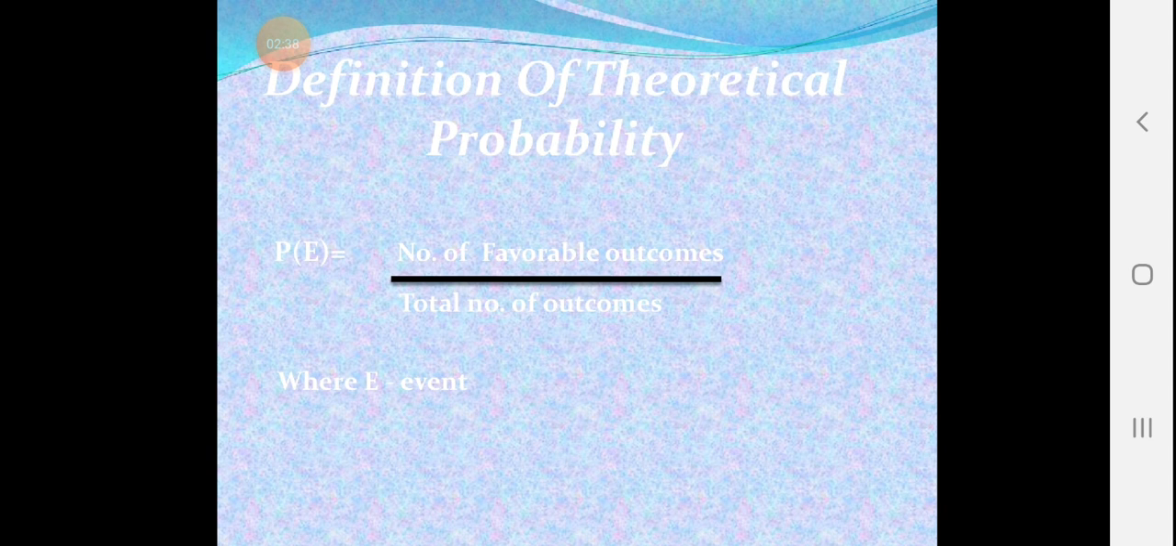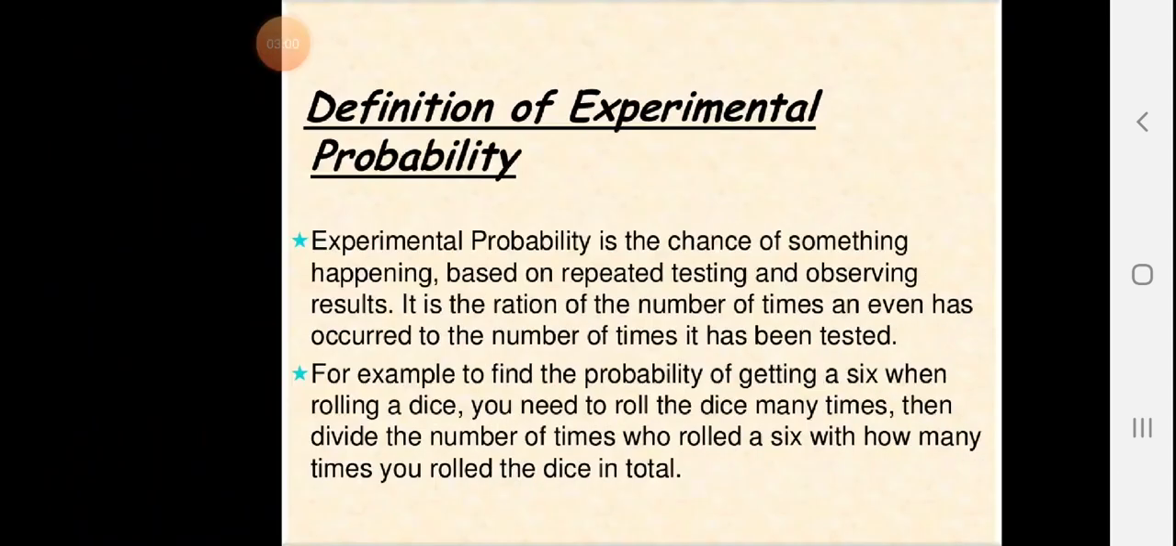Now, the definition of theoretical probability. This formula you will remember for solving examples: number of favorable outcomes upon total number of outcomes. Here E represents the event. So, the probability of an event you will always calculate using this formula.